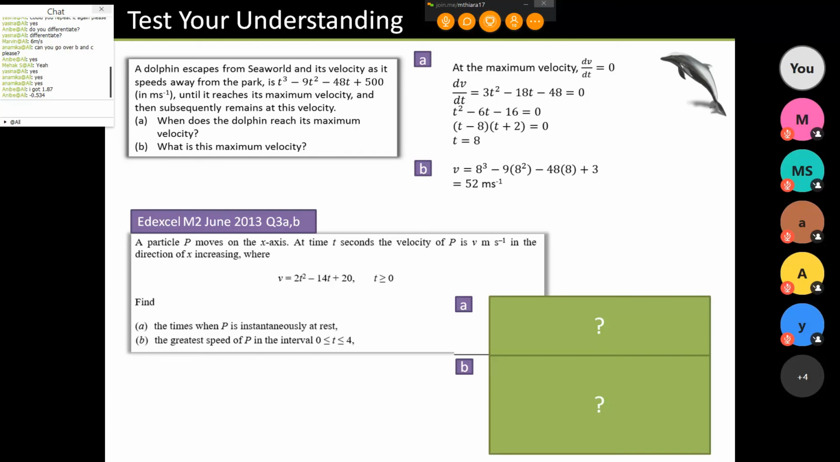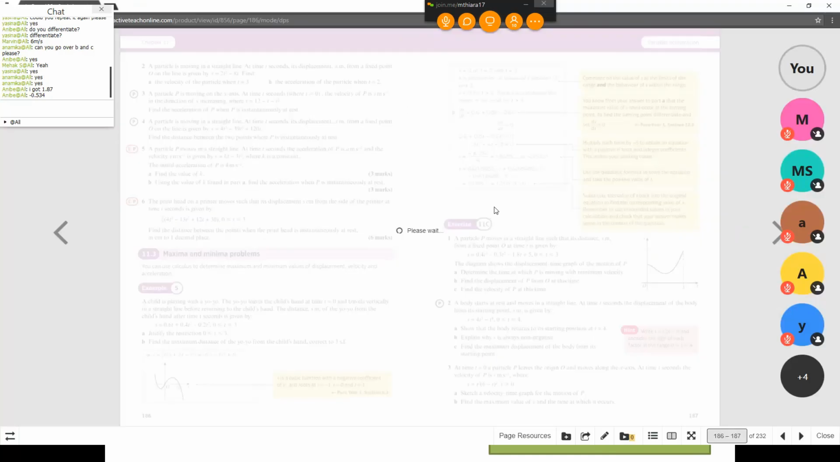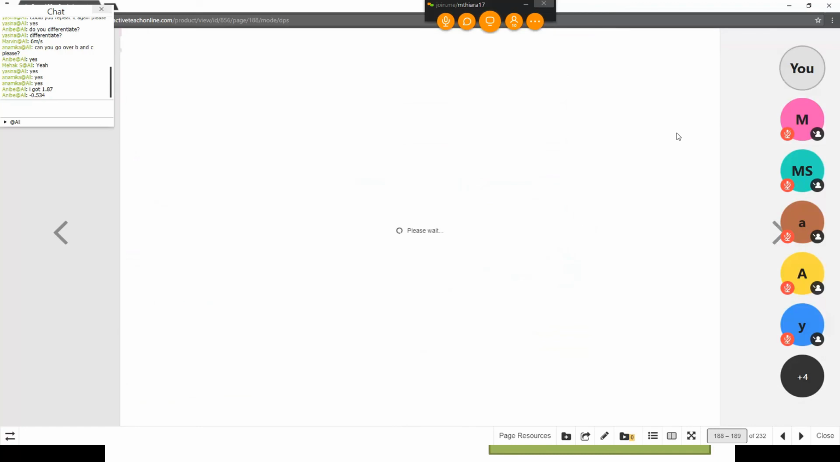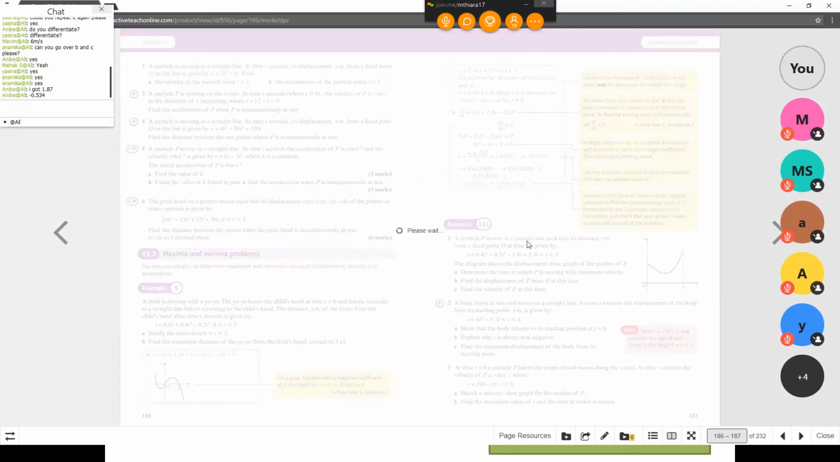Would anyone like me to explain anything again to you here? Please type in the chat box. Right, you can have a look at this question here if you like. I'm just going to go over to the exercise. I don't know why it's playing up here. Probably because of bandwidth.